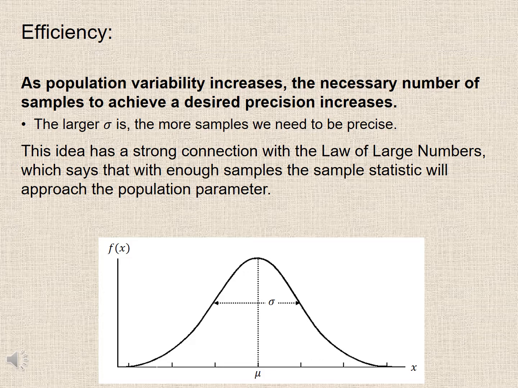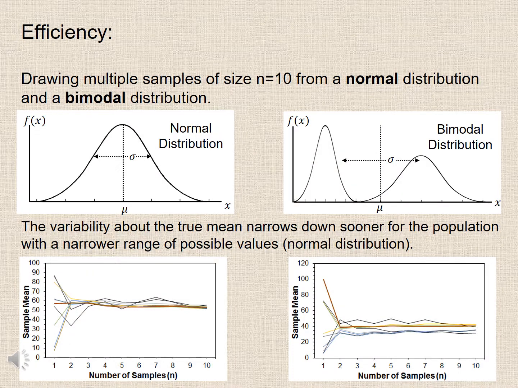This idea has a strong connection with the law of large numbers, which says that with enough samples, the sample statistic will approach the population parameter. When the standard deviation is high, however, the amount of samples required to be enough increases. We can see the effect that the population variability has on our sampling efficiency by drawing multiple samples of n equals 10 from both a normal distribution and a bimodal distribution. The variability about the true mean narrows down sooner for the population with a narrower range of possible values, which is the normal distribution.